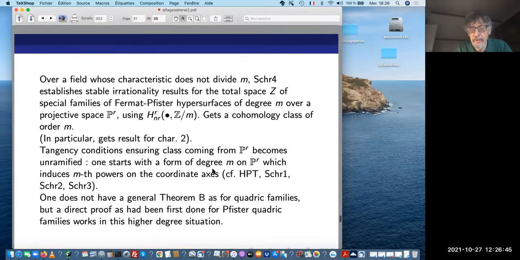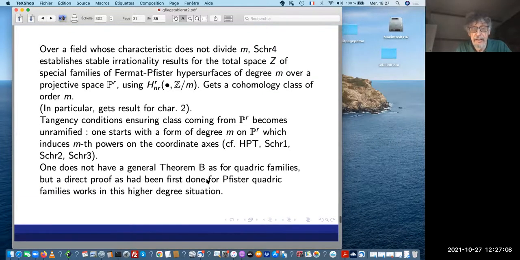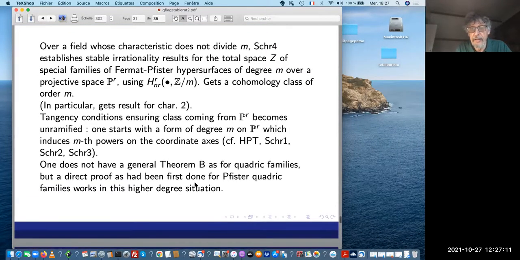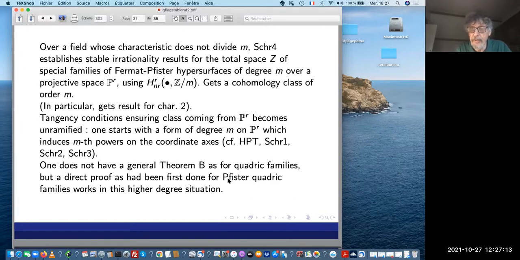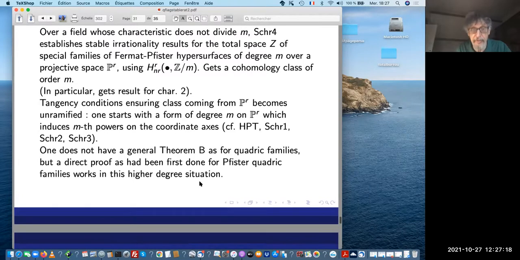One starts with a form of degree m on P^r instead of degree two, which induces m-th powers on the coordinate axes. Just the analog of what we saw in the Hassett-Pirutka-Tschinkel example, except that instead of taking two, you take m: forms of degree m, inducing something which is m-tangent to the coordinate axes. There is a general theorem, but there's also a direct proof. And that proof mimics the proof which had been done for Pfister quadrics in the first part of Schreieder 3.